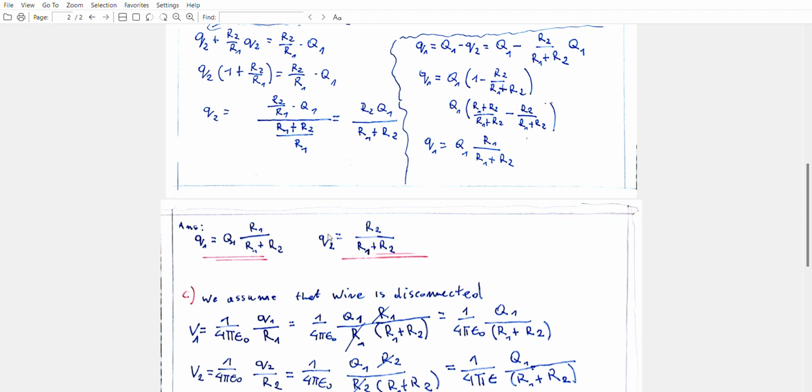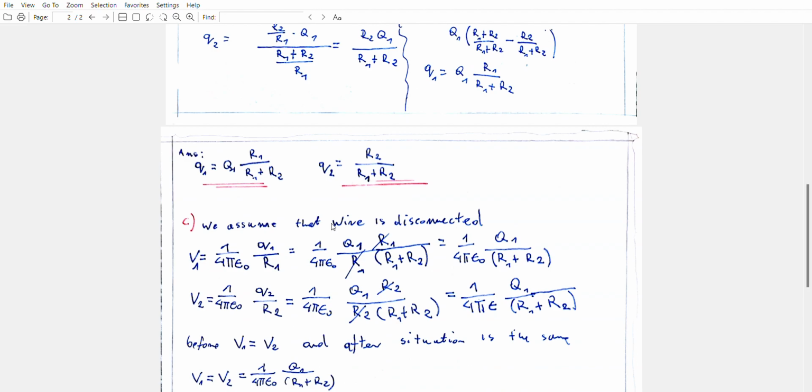Now that we have the charges, we can assume that the wire is disconnected or not. It doesn't matter, in fact. We can calculate V1 using the same equation, but as q we substitute q1. After algebra, we find that r1 cancels out with the r1 in the denominator of the charge, and I end up with such a nontrivial solution. For V2, it's almost the same by analogy, only with r2.